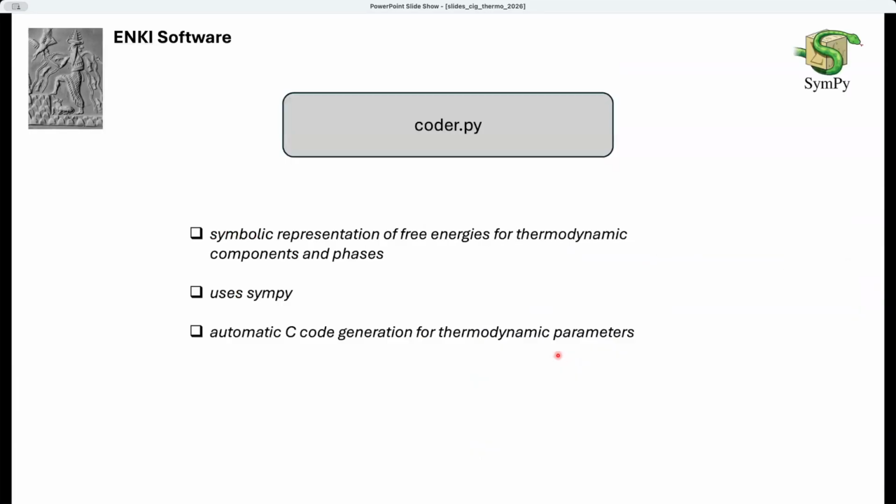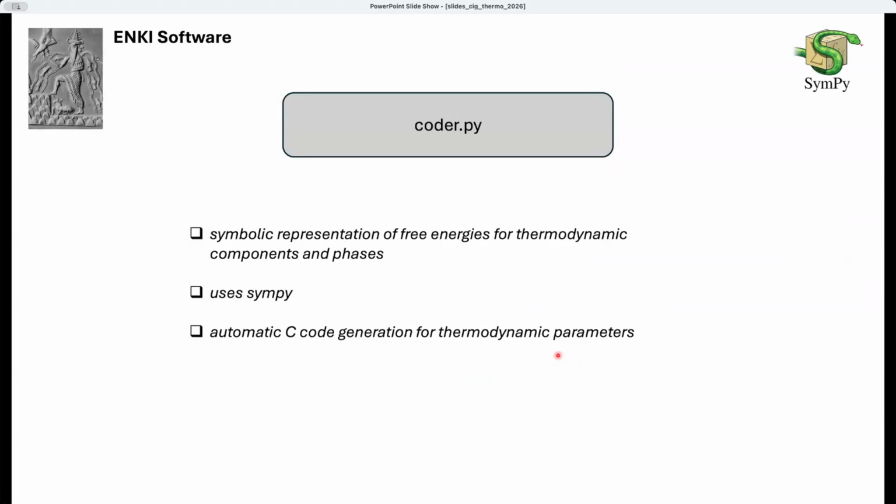But at the core of ENKI is a Python module called coder.py, which is using sympy, symbolic Python, to input symbolic representations of the free energies for thermodynamic components and phases. And then it is using automatic C code generation for the thermodynamic parameters.